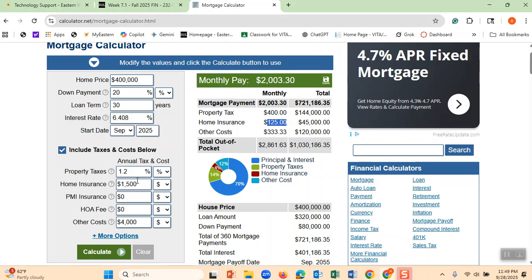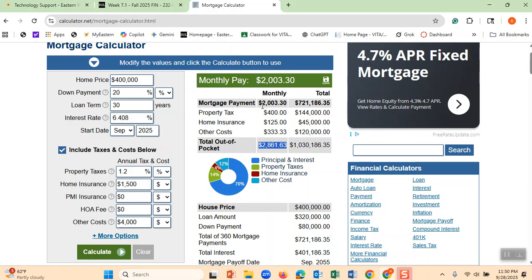Home insurance also is 125. That is $1,500 a year, $125 a month. After 30 years, that is how much I am paying. Other costs are $333, and that is where this comes from. You divide the $4,000 by 12, you get this much. And after 30 years, this is what I am paying, which means every month I have to come up with this much money.